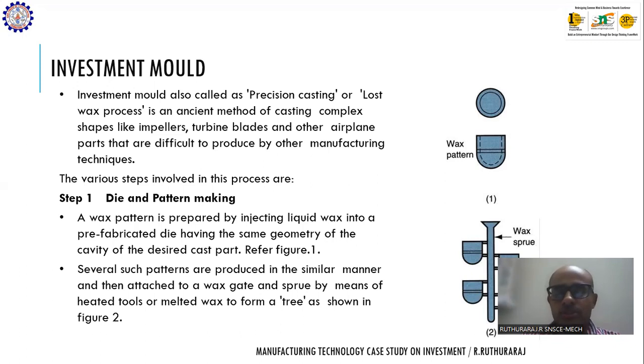The first process is similar to any casting process, that is the die and pattern making process. Here the pattern is made of wax. This pattern will be directly used in the casting process. There will be a die. A die is nothing but a component made of wood or metal, preferably metal. It will be made with a very hard material.